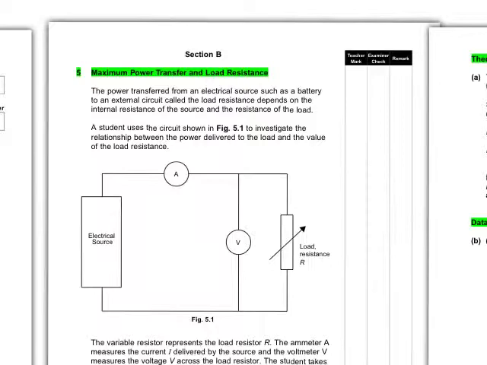So let's read through what we're being asked. Power transferred from an electric source such as a battery to an external circuit called the load resistance depends on the internal resistance of the source and the resistance of the load. The student uses the circuit shown in figure 5.1 to investigate the relationship between the power delivered to the load and the value of the load resistance.